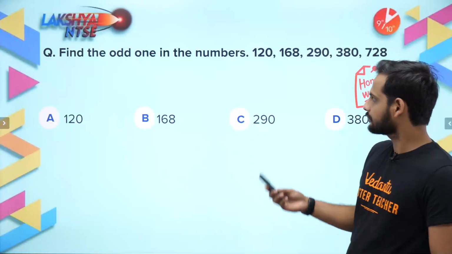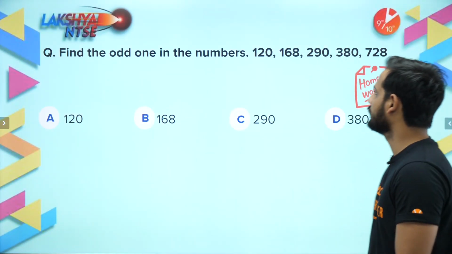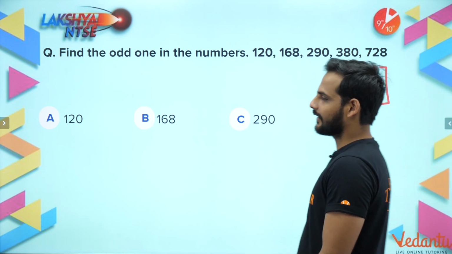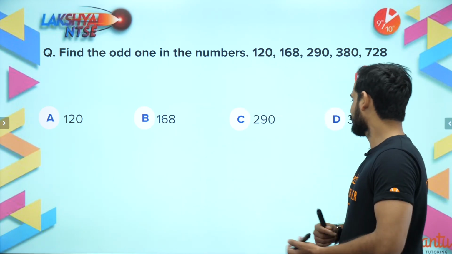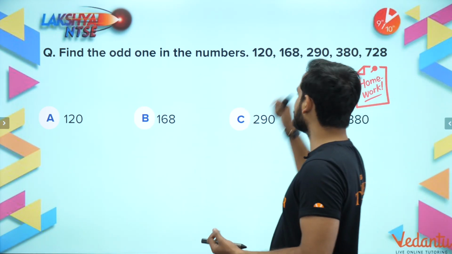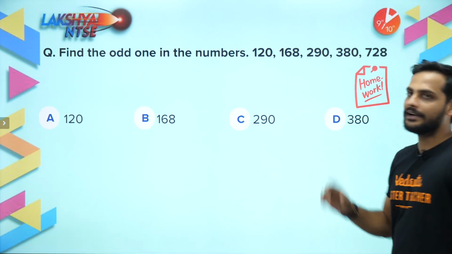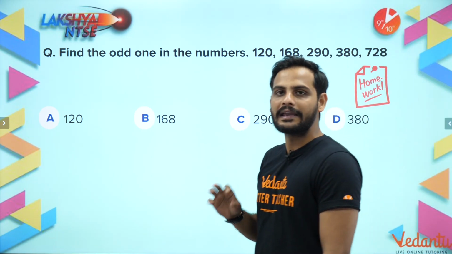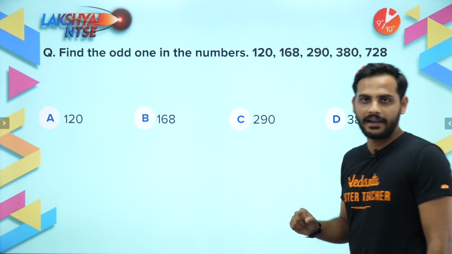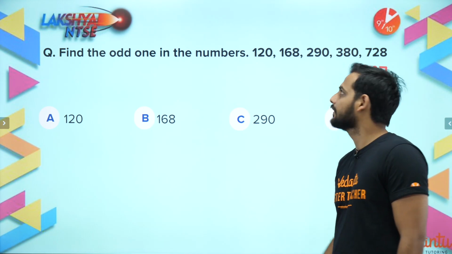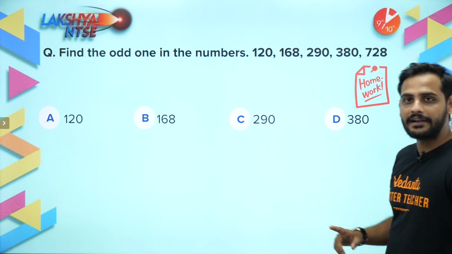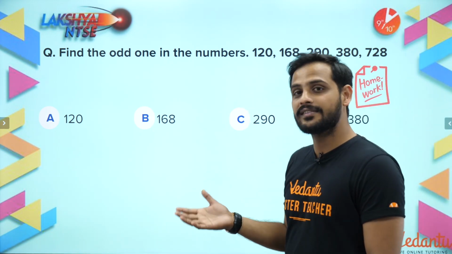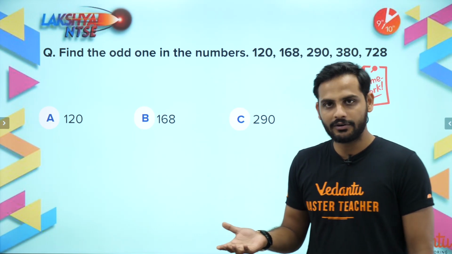Okay bachcho, as you know, in the last class I gave you this question: find the odd one in the given numbers. There was a war going on in the comment box between option C and option D, but the correct answer is option D. Why? Because 120 is 11 square minus 1. 168 is 13 square minus 1. 290 is 17 square plus 1. 728 is 27 square minus 1. 27 square is 729, minus 1.